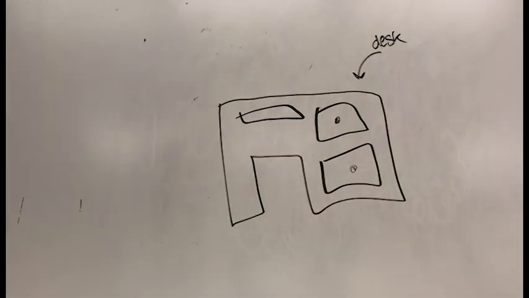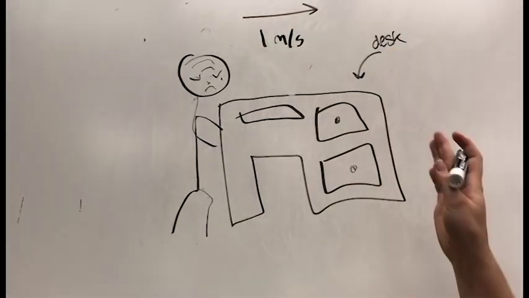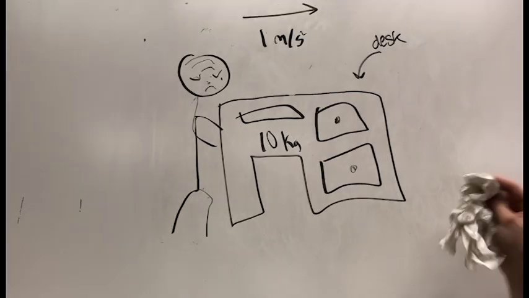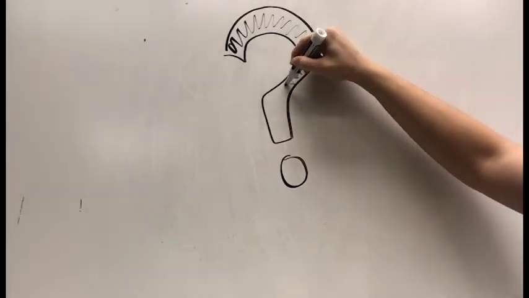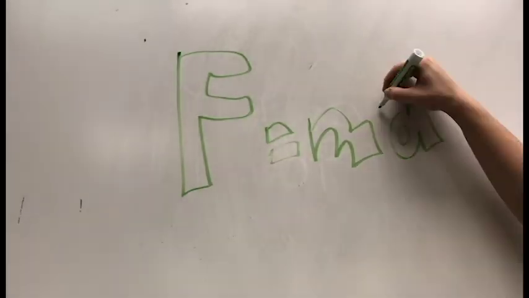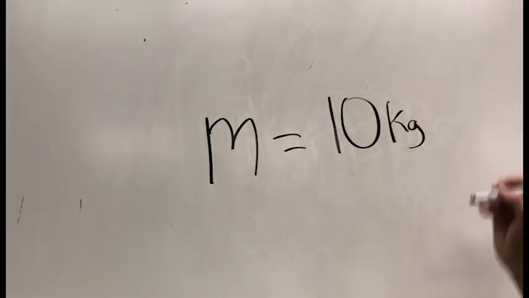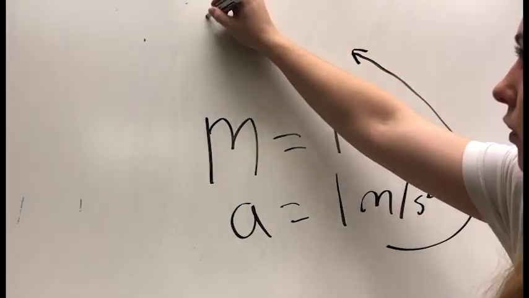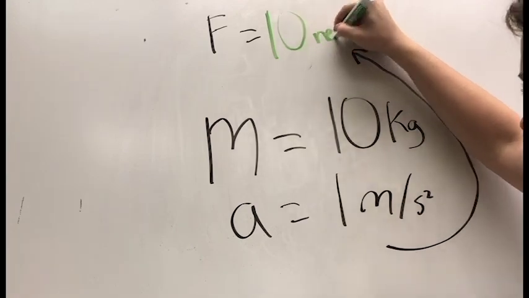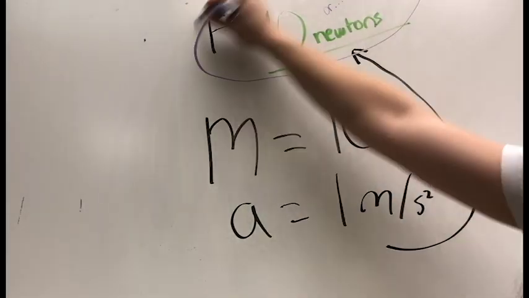So if a desk has a mass of 10 kilograms and it is moved at an acceleration of 1 meter per second squared, how will we figure out the applied force? Well, first we have to look at our formula, which is force equals mass times acceleration. If our mass is 10 kilograms and our acceleration is 1 meter per second squared, we have to multiply those two values together to get a total applied force, which will result in the value of 10 newtons.